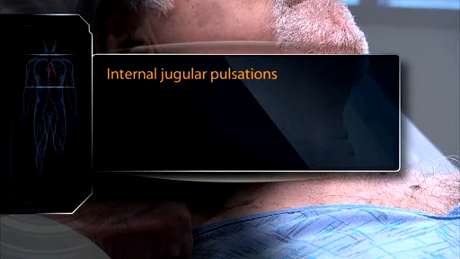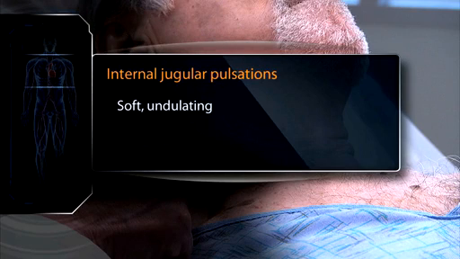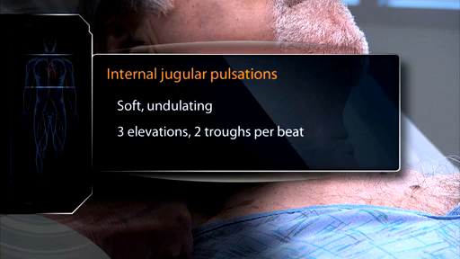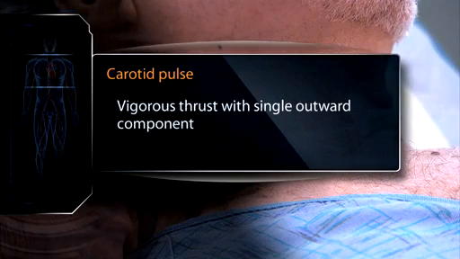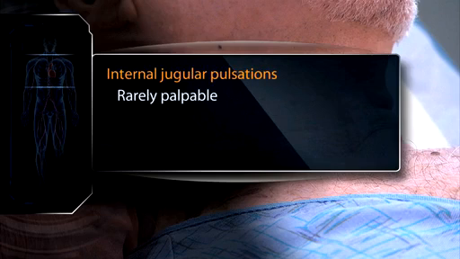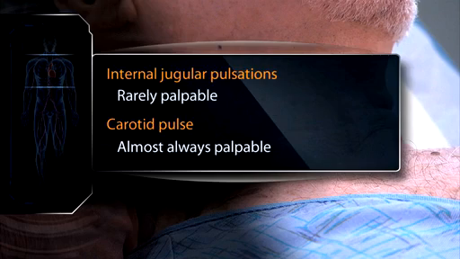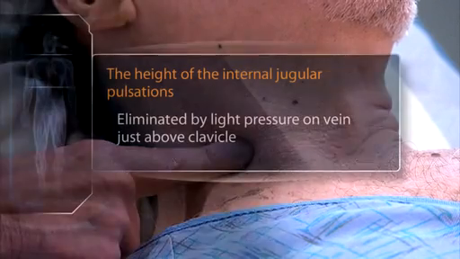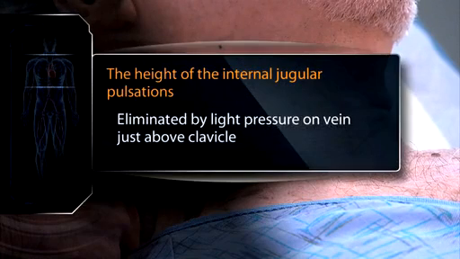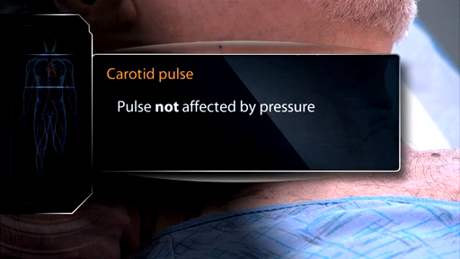Internal jugular pulsations have a soft, undulating quality, usually with 3 elevations per heartbeat, 2 of which are visible, and 2 troughs, whereas the carotid pulse has a more vigorous thrust with a single outward component. Internal jugular pulsations are rarely palpable, whereas the carotid pulse is almost always palpable. Internal jugular pulsations are eliminated by light pressure on the vein just above the clavicle, whereas the carotid pulse is not eliminated by the pressure.